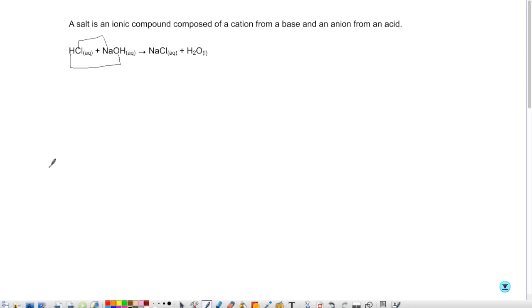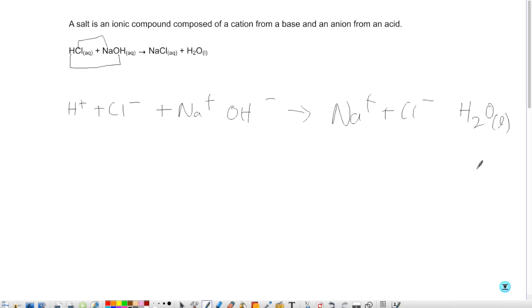What if I ask you to write the net ionic equation? Well, you should remember how to do that. And if you don't, maybe you should go back and watch the video about net ionic equations from the first semester, in fact. So this, being soluble, will dissociate into H plus and Cl minus. This will dissociate into Na plus and OH minus. This is soluble, so that's Na plus and Cl minus. And then water is going to stay together as a pure liquid.